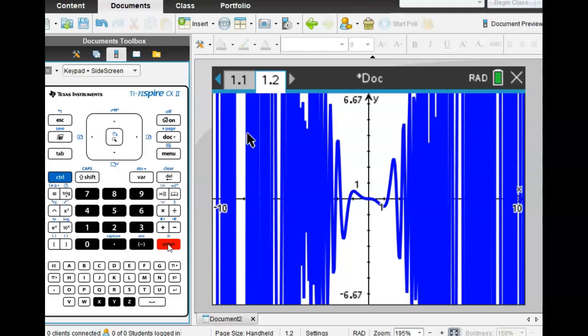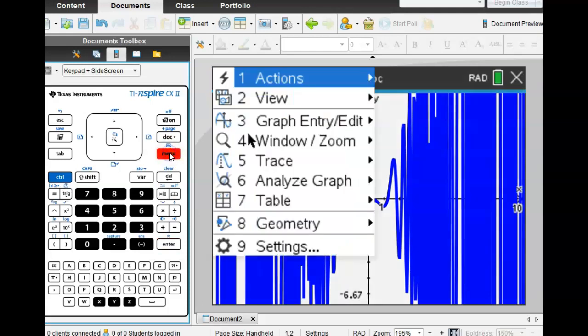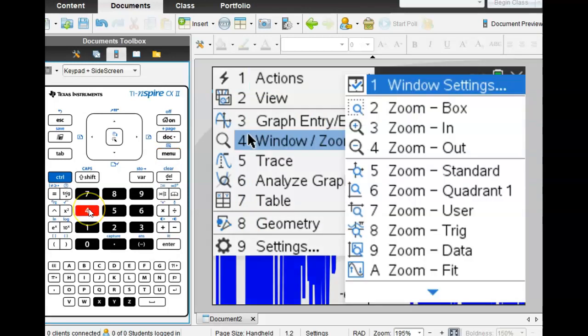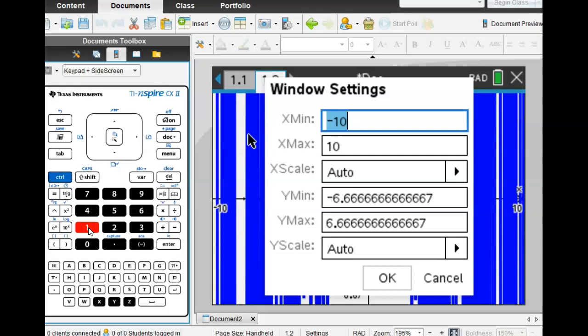Your calculator might take a little bit longer to graph it. All right, so let's fix this. We're going to hit menu. Window zoom, that's 4. Now, I don't want to zoom in or out. I think I know what I want, so we're going to go to window settings, which is 1. The X minimum, I'm not sure what that's at, but we could do 0.5, and they go to 2.5-ish, so we'll do that.